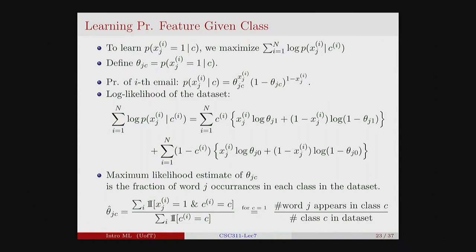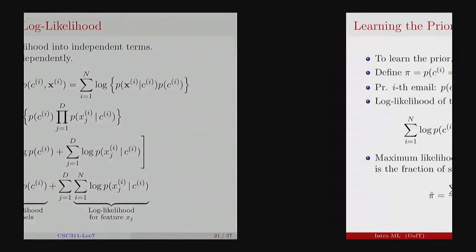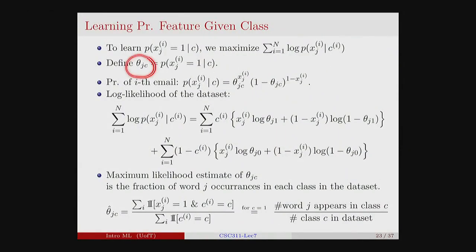So to learn P of xj is equal to 1 given C, we're going to maximize each of these summations. And we have D such summations in our log likelihood term. So this is the log likelihood term. We note that the summation over D is a summation over D things that don't depend on each other. So we can maximize each of these terms separately. So we're going to look at one of the terms in this summation, and that's going to be theta jc.